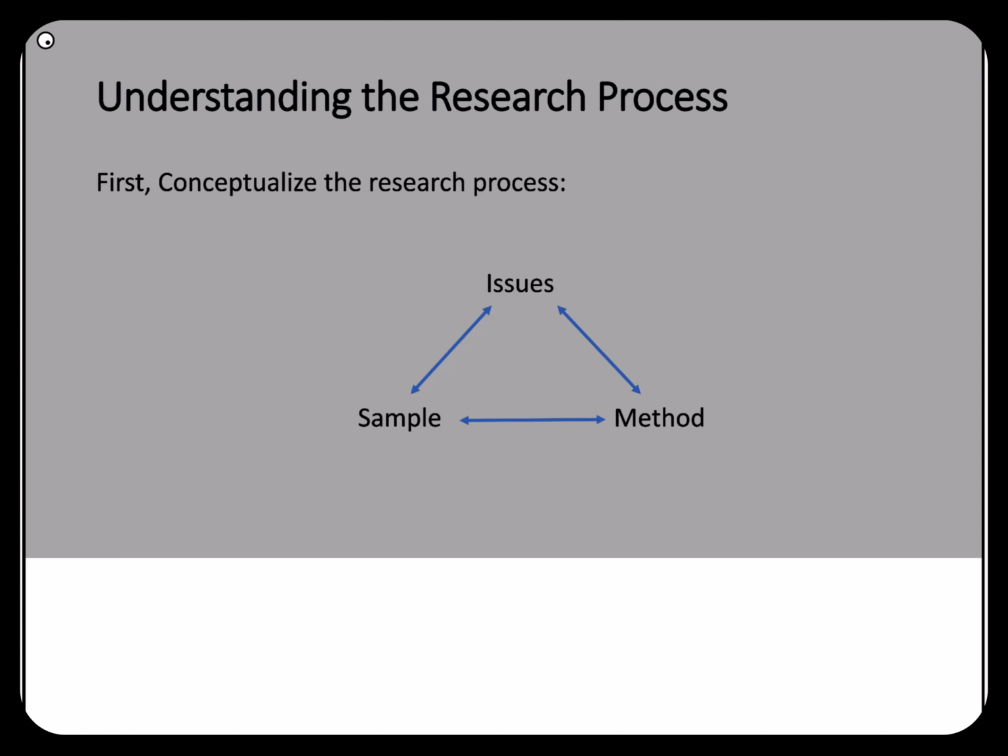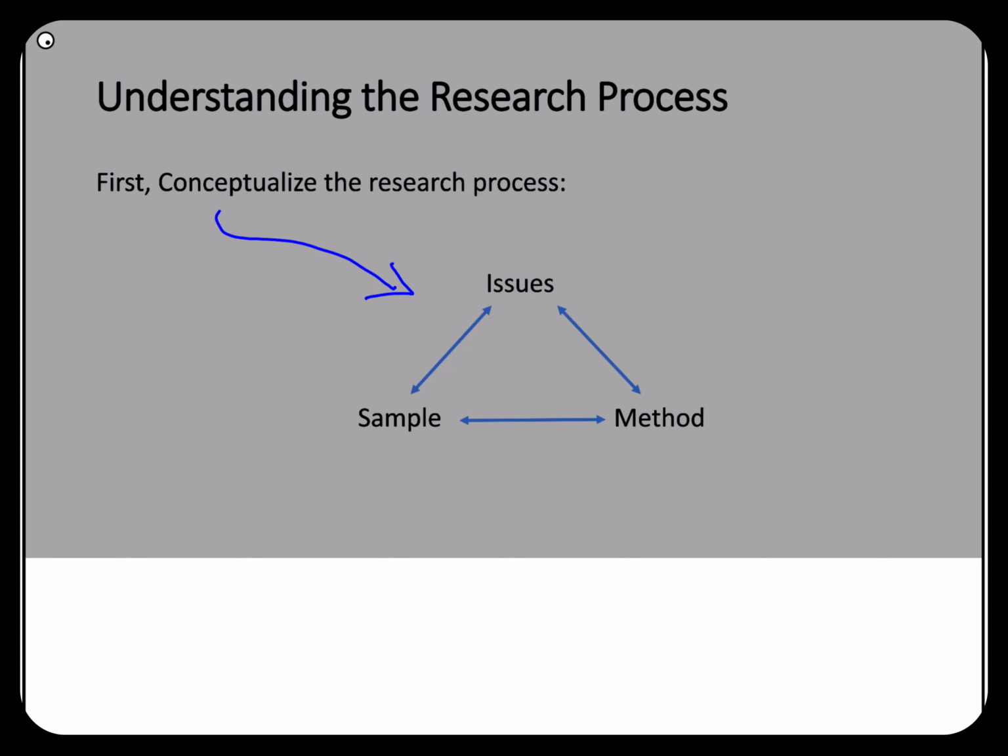So, one of the first things that is important to do is to understand the research process. And I think it's important to have some sort of conception of what the research process is. And so I have that in this little diagram here. And you can think of it as a model that moves back and forth between different parts of it.